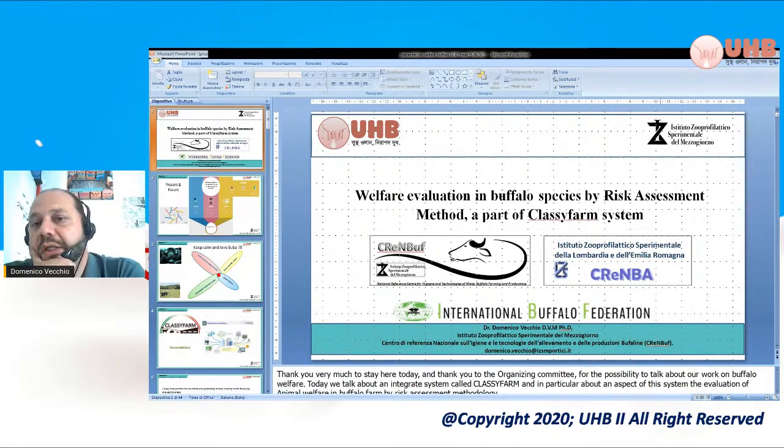Our work is to try to conjugate these forces that are only apparently in contrast. The goal is to obtain the economic sustainability of the farm by the production of safe food in respect of the environment and animal welfare. This is possible if we valorize the level of animal welfare and sustainability as an intrinsic value of the product.